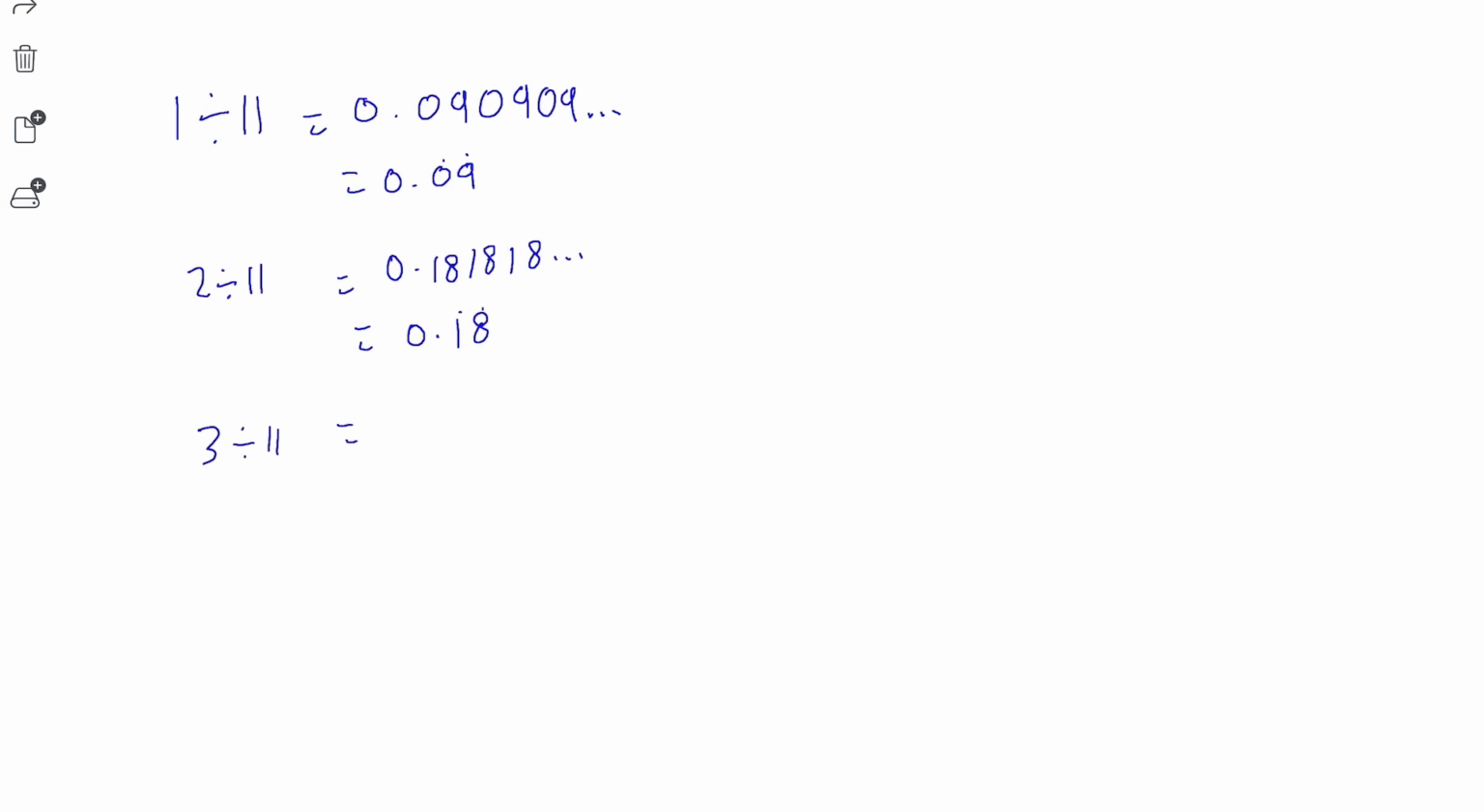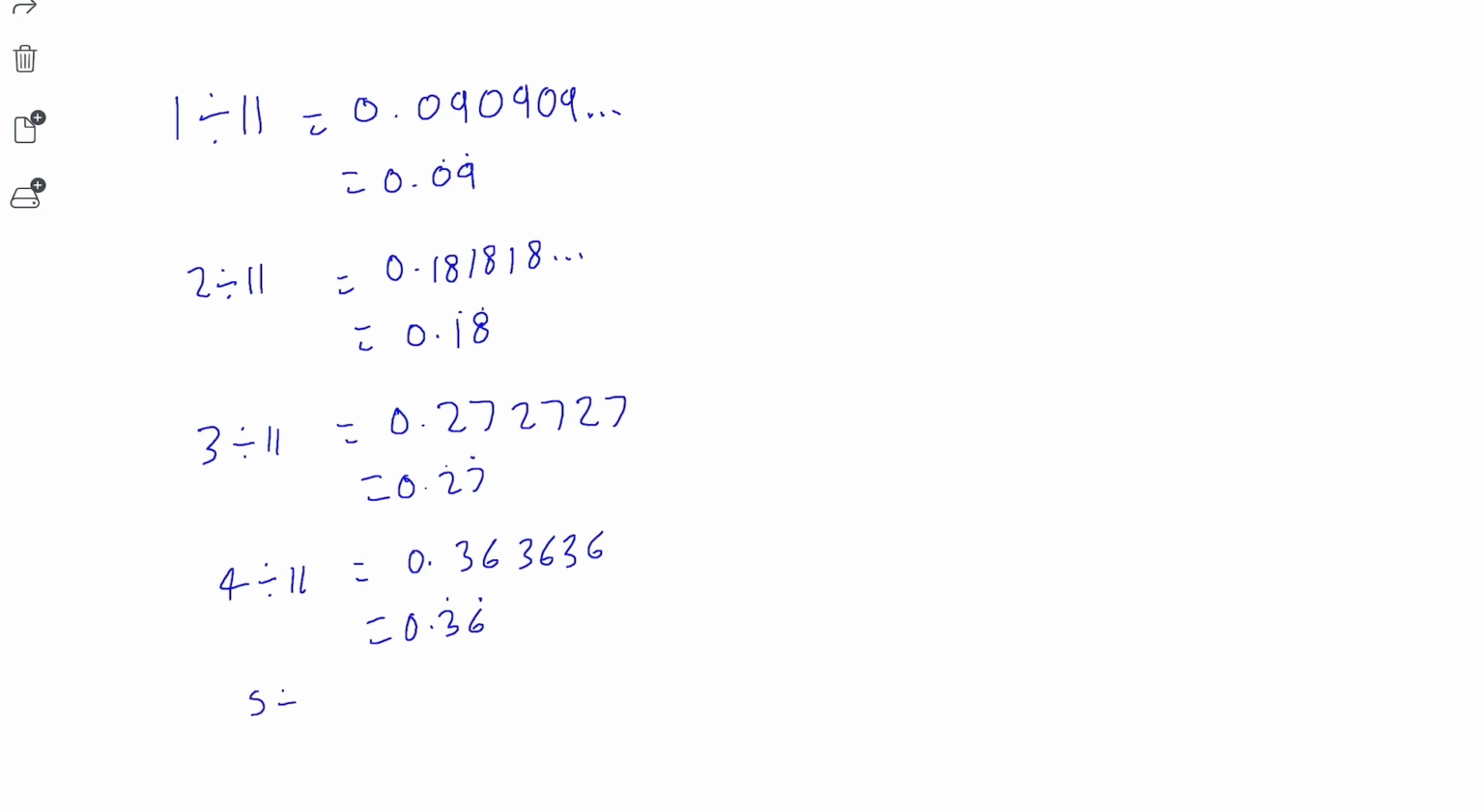3 divided by 11 would be 0.272727, which is 0.27 recurring. 4 over 11 is 0.363636, which is 0.36 recurring. So you should start to see a pattern there.